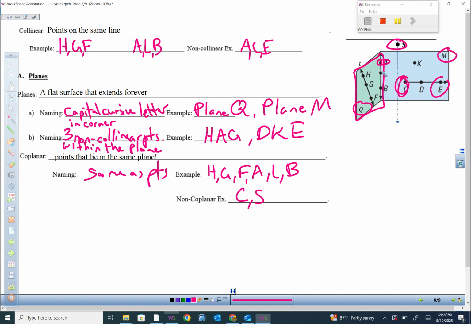Or you can even say D and G. One's on the blue plane, one's on the green plane. It's not the same plane. Okay?